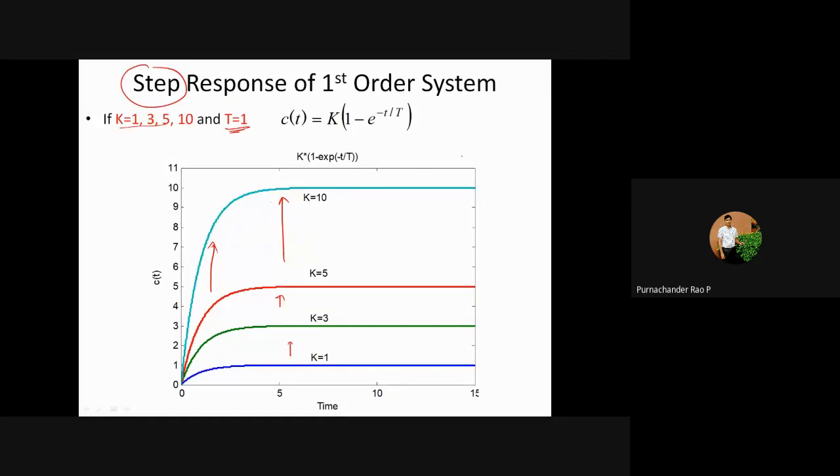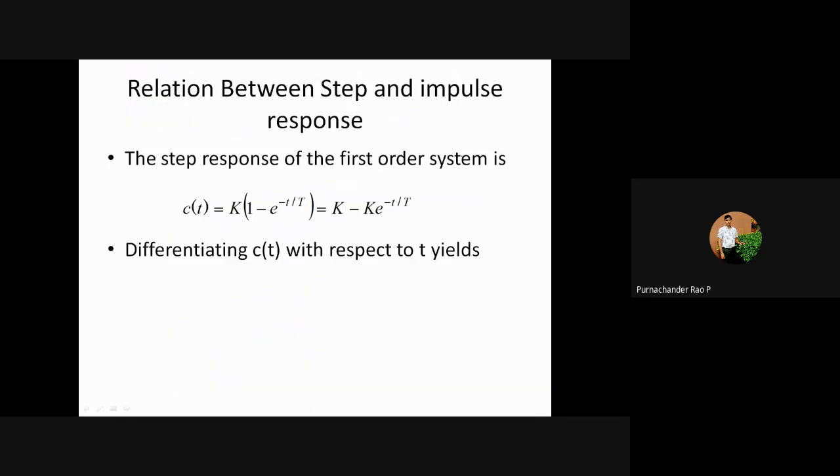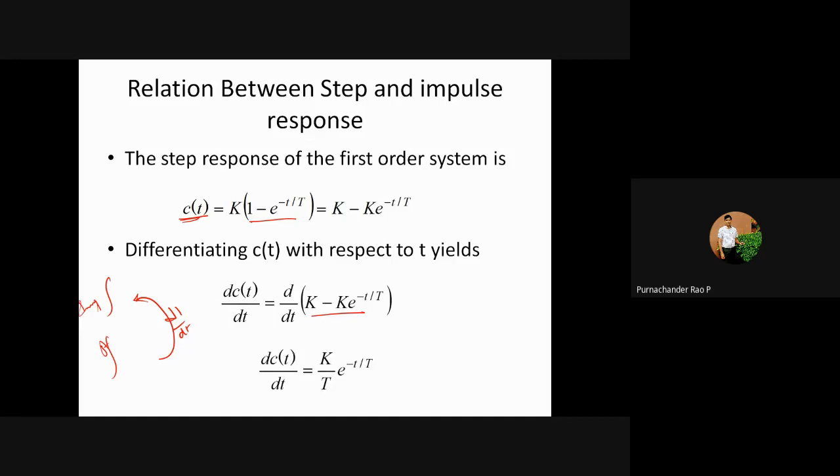And similarly, we need to estimate the relation between the step response and impulse response. Already we have seen that if you have the step response and you differentiate it, you are going to get the impulse response. In the first case we saw integration from impulse to step, and differentiation d by dt from the step response to the impulse response. That's why here we differentiate the step response k into 1 minus e to the power of minus t by tau, then you get the impulse response of the system.